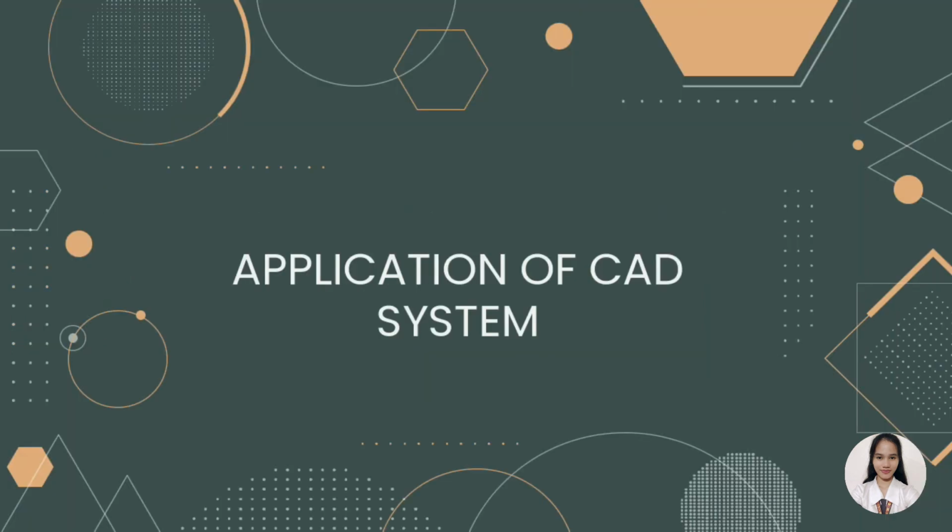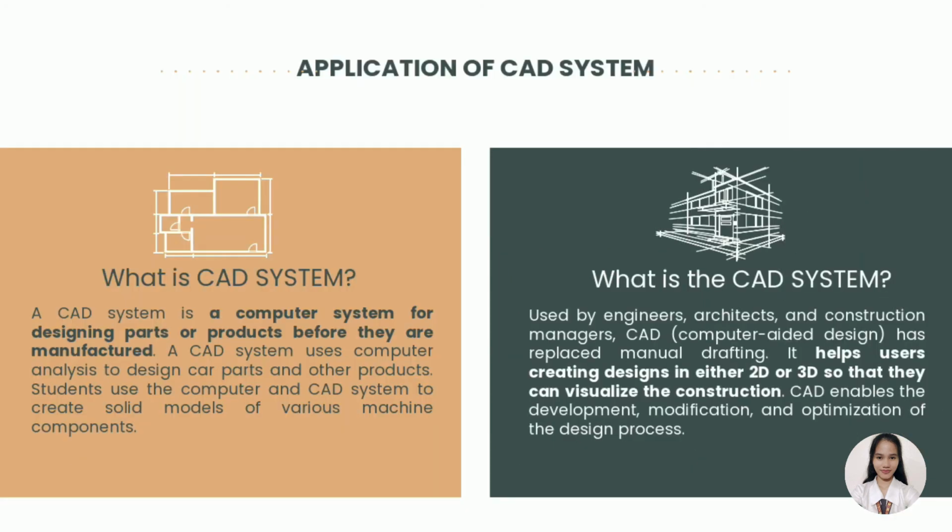So next we have the application of CAD systems. So first, what is CAD system? So CAD system is a computer system for designing parts or product before they are manufactured. A CAD system uses computer analysis to design car parts and other products. Students use the computer and CAD system to create solid models of various machine components. It is also used by engineers and construction managers. CAD, computer-aided design, has replaced manual drafting.